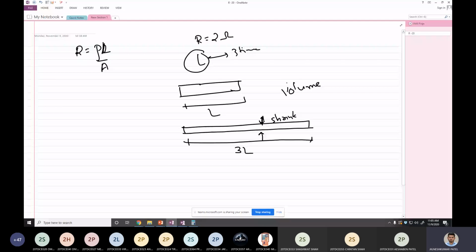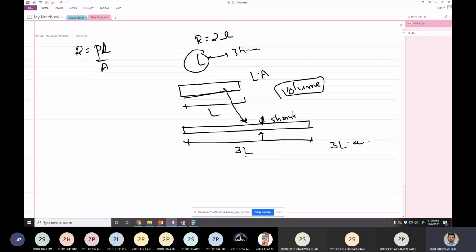Whether it be length L or 3L, if I'm stretching this thing from this object to this object, the volume or the material inside would be the same. So if the volume of this thing was L into A, the volume of this thing would be 3L into, let us say, small a. What is this small a? Small a is the shrunk cross-section area that I don't know.